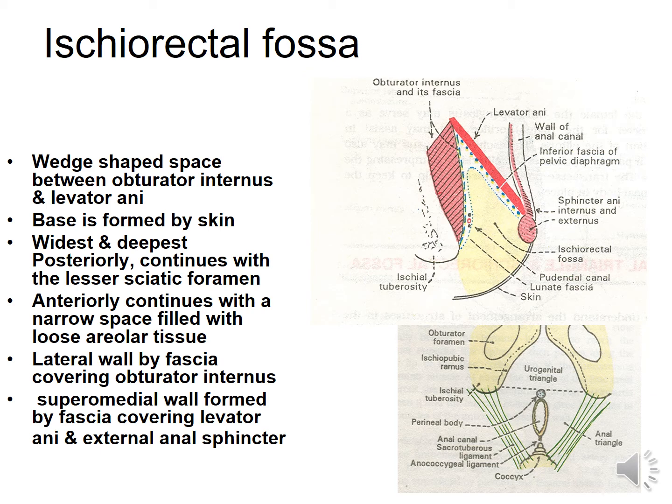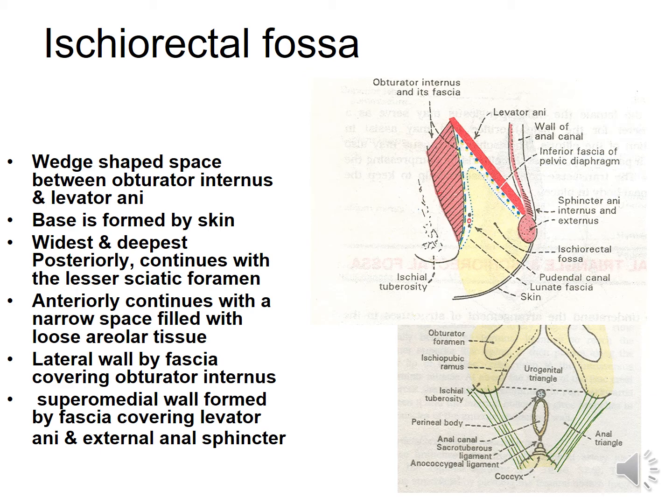The lateral wall is formed by fascia covering obturator internus muscle. We can see in the diagram given above, and the medial wall is sloping upwards and laterally, and it is formed by external anal sphincter with its fascia. In the lower part, we can see in the diagram given above, the external anal sphincter.